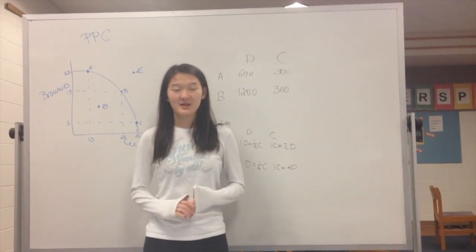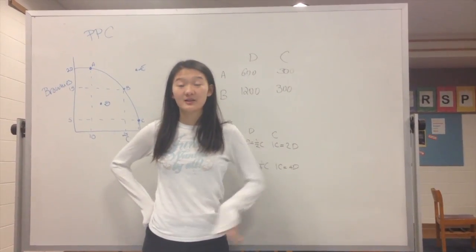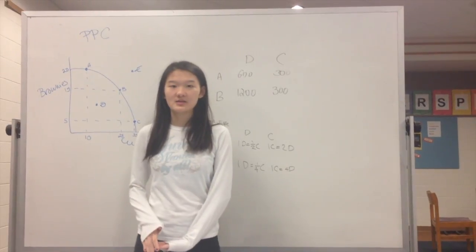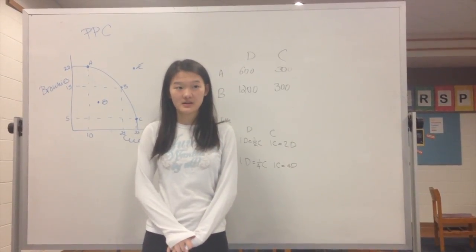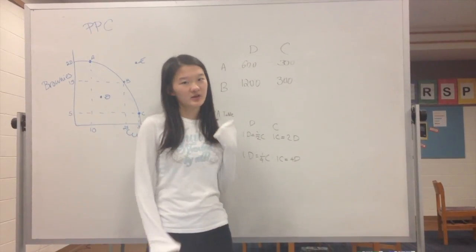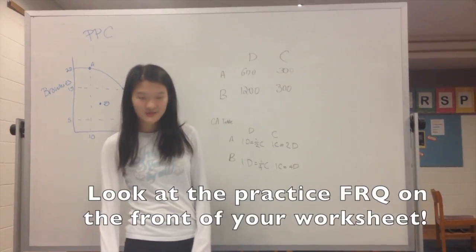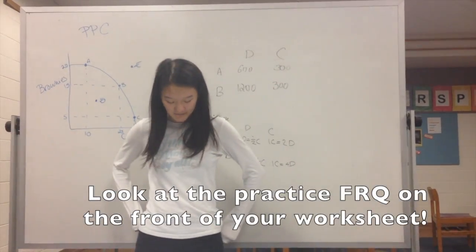So I'm going to talk about comparative and absolute advantages. The definitions of these two are listed in the worksheet, and also the steps of finding the comparative advantage are also listed on there. So let me go over a FRQ just to illustrate what these steps mean. So take a second to read the question.